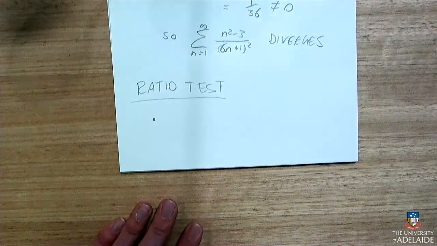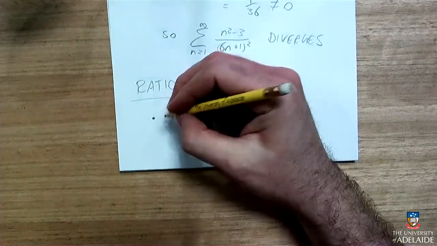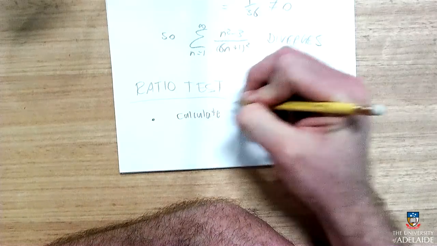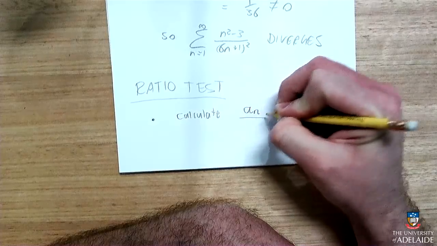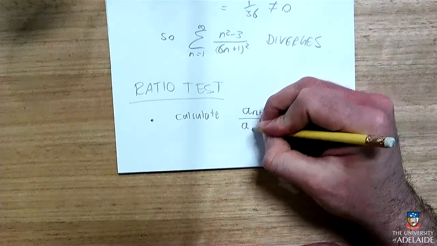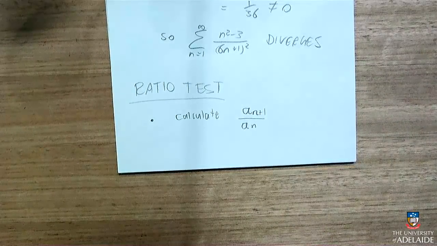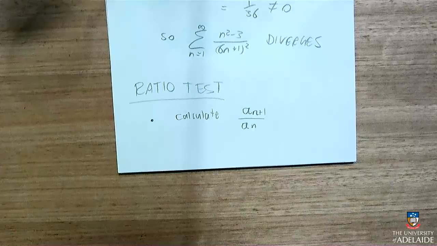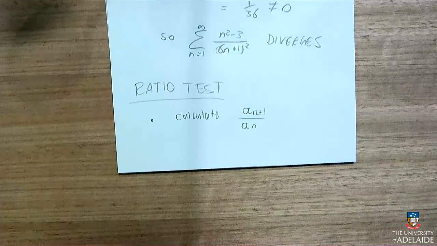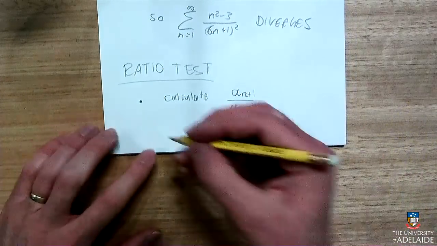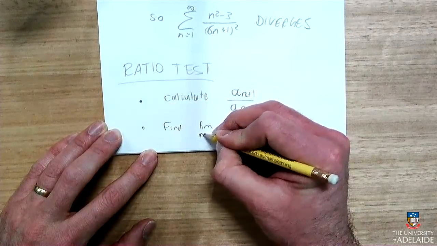So part 1 is I have to find the limit of this thing. So I'm going to calculate this. I think that's right. Each one divided by the one before it. Yes. So it could be n plus 1 on the top and n on the bottom, or it could be n on the top and n minus 1 on the bottom. It doesn't really matter. This is the traditional one, I think, in the lecture notes. So you calculate that, and then once you've got that, you find the limit of that as n goes to infinity.